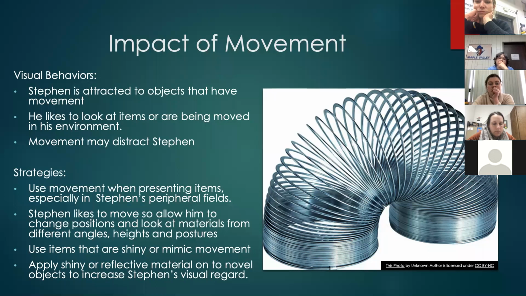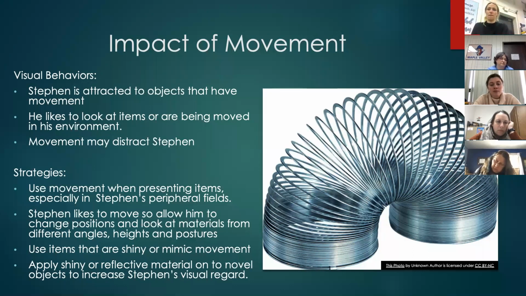So strategies are to be able to use movement when presenting an item to him. So we would do an auditory visual cue, like "look at the red braille card," but then we do this kind of movement thing so that it catches his eye, okay? Now it says especially in Stephen's peripheral fields.